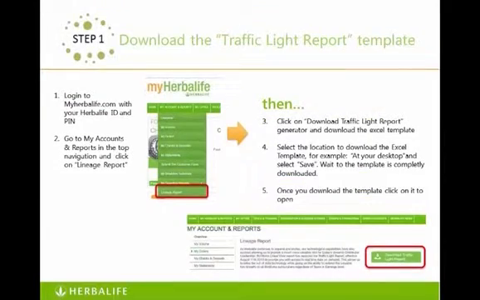So step 1, we're going to have you log into My Herbalife with your ID and PIN. You're going to go to the My Accounts and Reports section and click on Lineage Report, just like you would today to access the existing lineage reports. When you do that, you're going to see a screen that you see at the bottom of this page with a button highlighted, as you see it in red over here on the bottom of this page. It says, I want to download the traffic light report generator. You're going to click on that button and download that file to the destination of your choice on your personal computer.